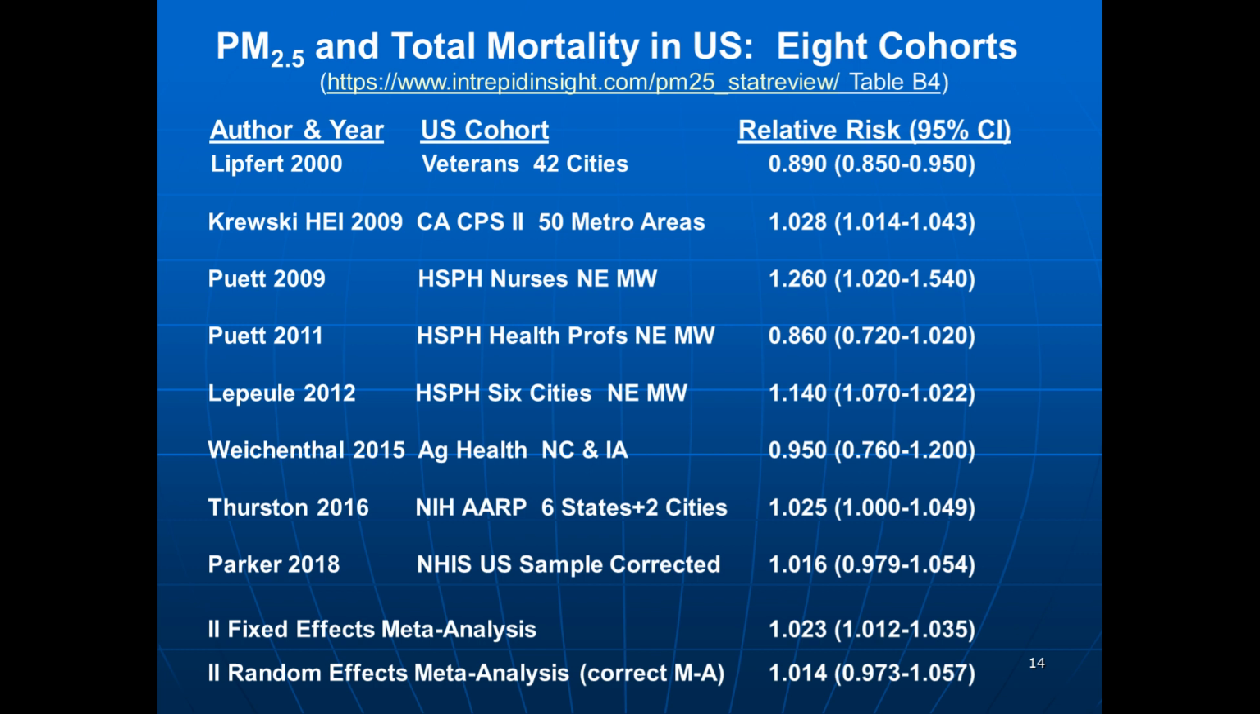If you use fixed effects, it's 1.02, and if you use random effects, which applies here because the results are scattered, you come up with 1.01, not significant. So even published data, aside from all the limitations that exist, show no effect nationwide for 8 cohorts. There's another controversial cohort that came out of the Harvard study that I have not included here because there's conflicting results from that study.